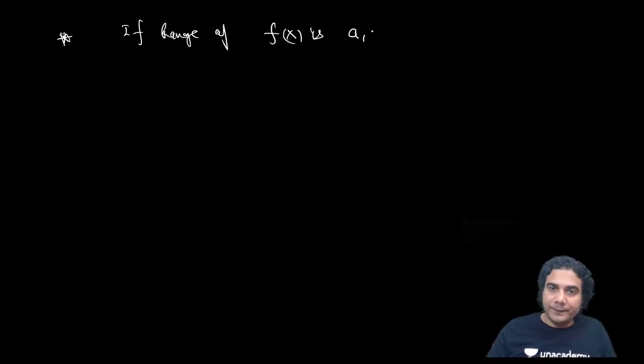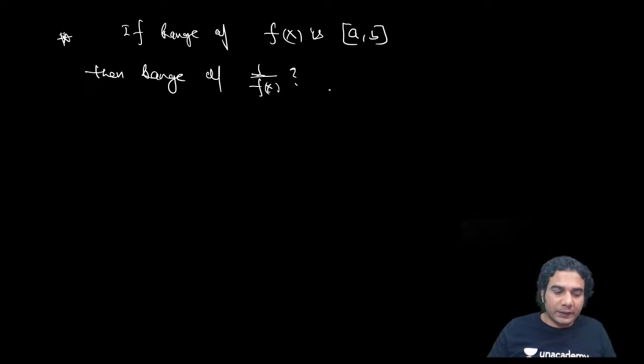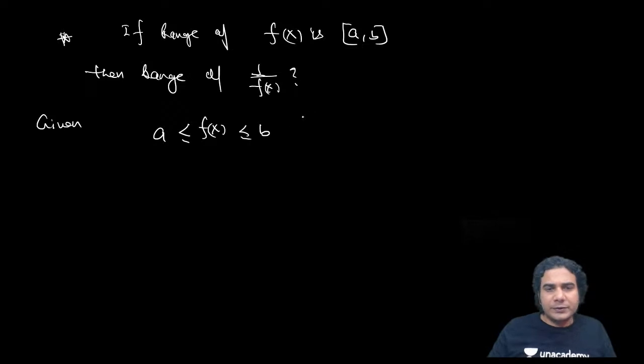Now I'll tell you another concept. Today we will cover all the basic points. See, if range of fx is a to b, then what is the range of 1 upon fx? How to find the range of the reciprocal of a function? That means if fx is greater than or equal to a and less than or equal to b, provided a and b are not 0, I'm just assuming it.